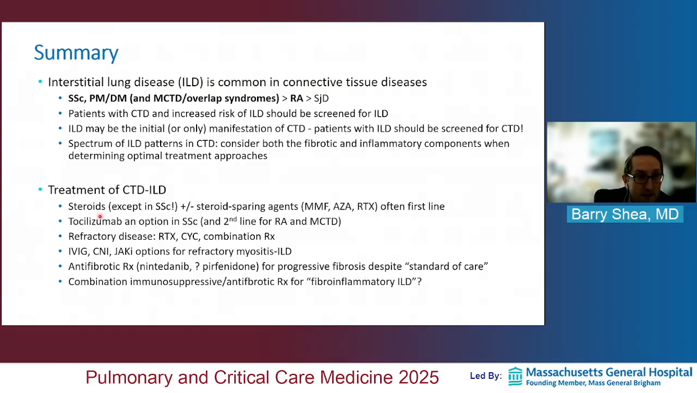Some disease-specific things to consider are tocilizumab for scleroderma, IVIG and calcineurin inhibitors for myositis ILD, and then, of course, antifibrotic therapy for those who progress despite standard of care. And I will stop there.